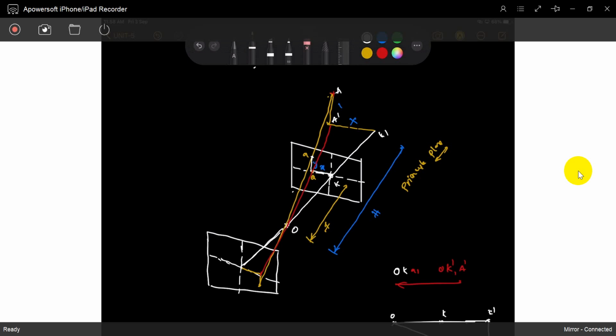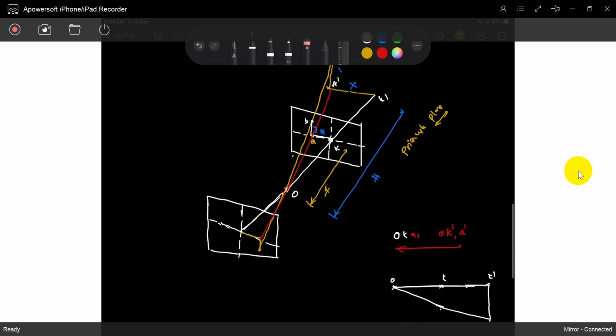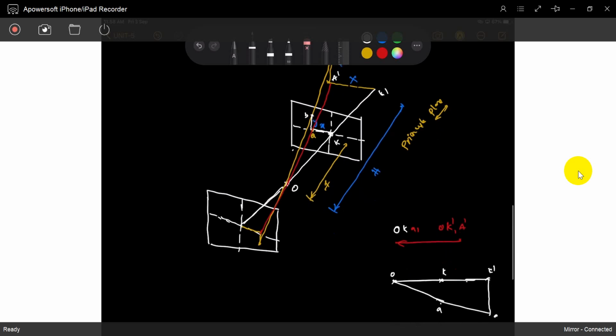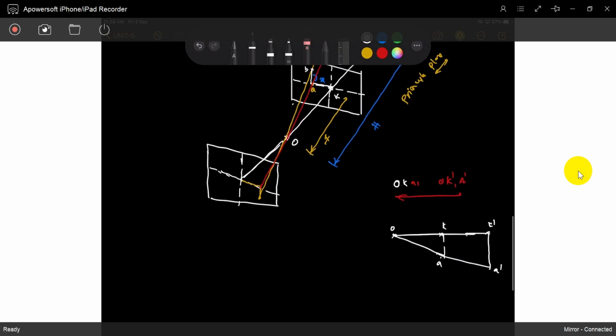So what is this? We can call it B. No problem at all, I will mention it as B. So A B. This is the point B. Now you can observe O K dash, O A dash. It's a similar plane, not in a vertical plane. Those are the similar triangles.